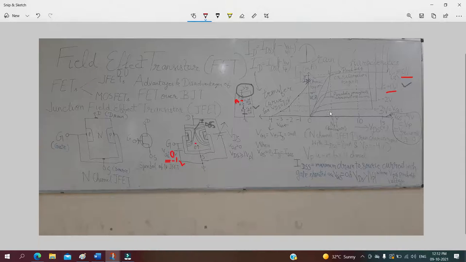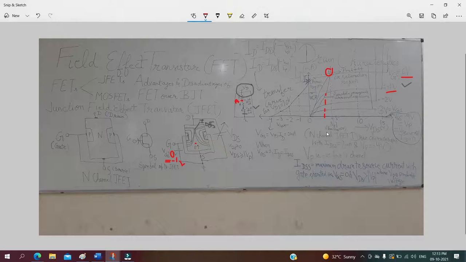So the region to the left of this point A is known as ohmic region or voltage controlled resistance region, where the resistance changes with the value of VGS. What will happen to the pinch off voltage? Now here, when VGS is minus 1 volt, pinch off occurs at lower value of VDS.